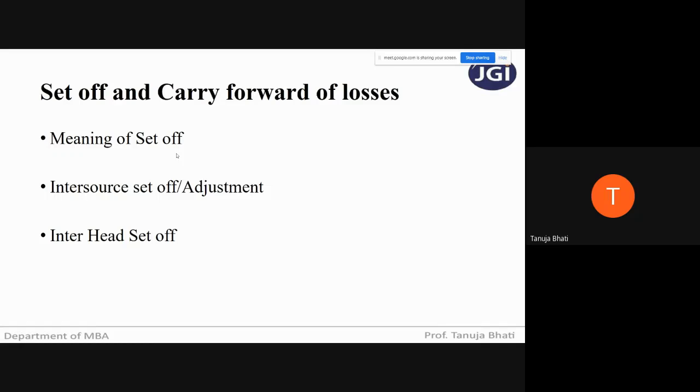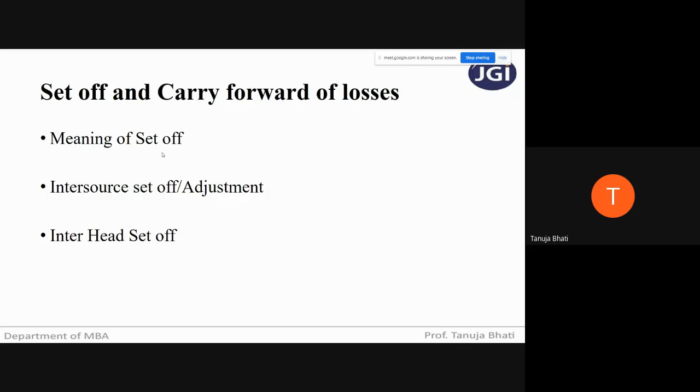It means you are going to adjust the loss against the profit either from the same source of income or from a different source of income. Now, students, under income tax, what are the different sources of income? You have income from salary, income from house property, income from business or profession, income from capital gains, and income from other sources. So when I say same source of income, that means salary. In case of salary, there are no losses.